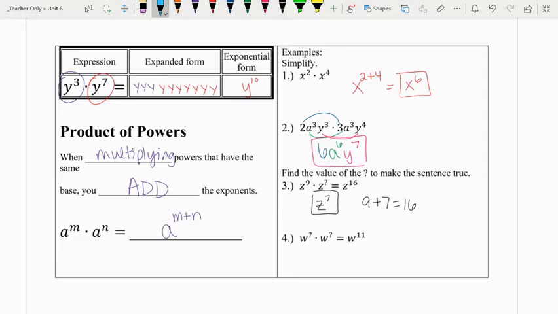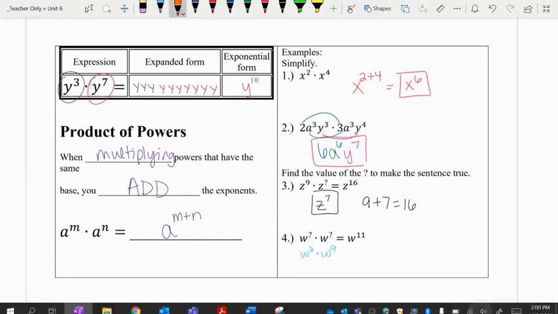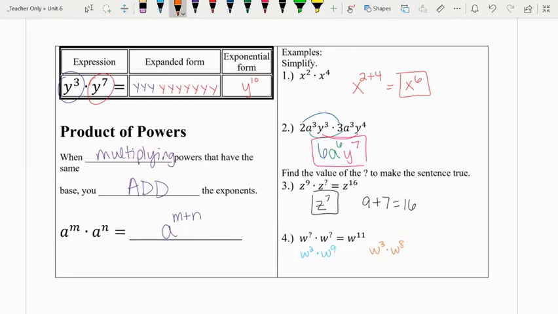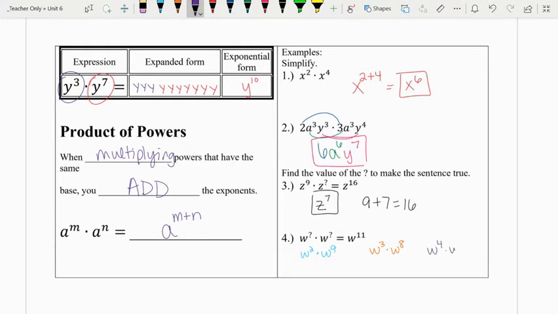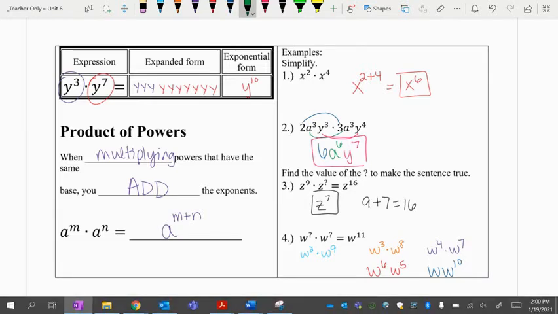For number 4, you could come up with a couple different things, right? You could have w squared times w to the 9th. You could also have w to the 3rd times w to the 8th. You could have w to the 4th times w to the 7th, and so on, right? You could have 6 and 5. And you can also have 1 and 10. Remember, if there's no power written there, it is a 1. Okay, and you can have these in any order as well. As long as added together, it equals 11.